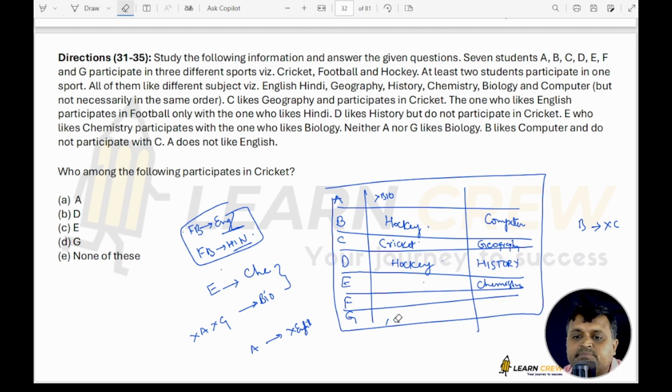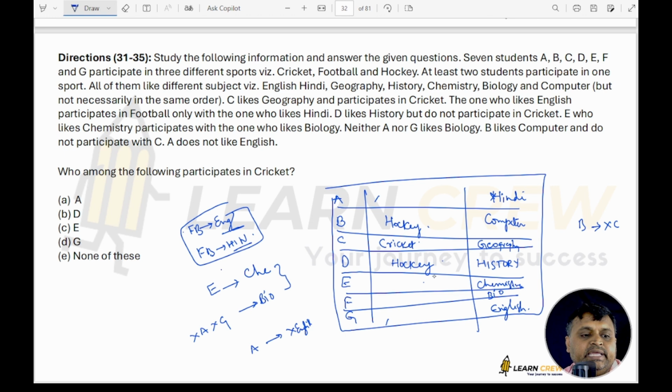So the only subject left, it is not biology. It is also not biology. The only person remaining for biology is F. So you can say F likes biology. One more thing is given: A does not like English. So now two persons are left, A and G. So G likes English, and the other subject is Hindi. This is the arrangement of subjects.